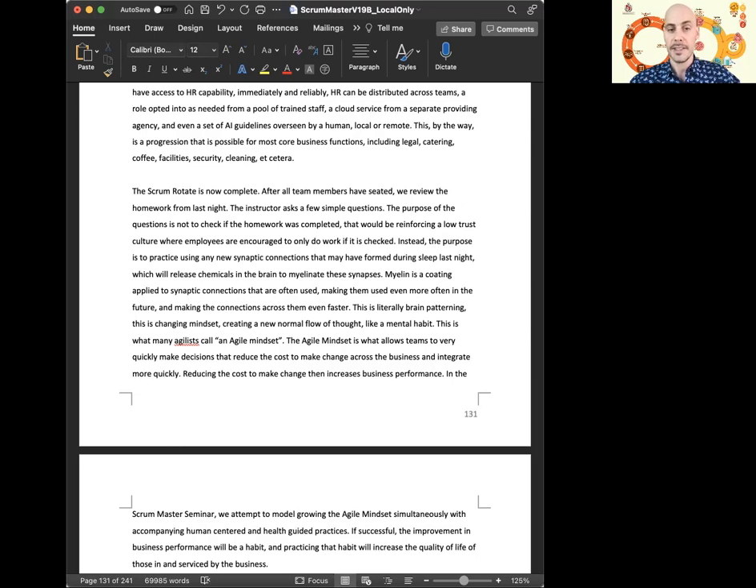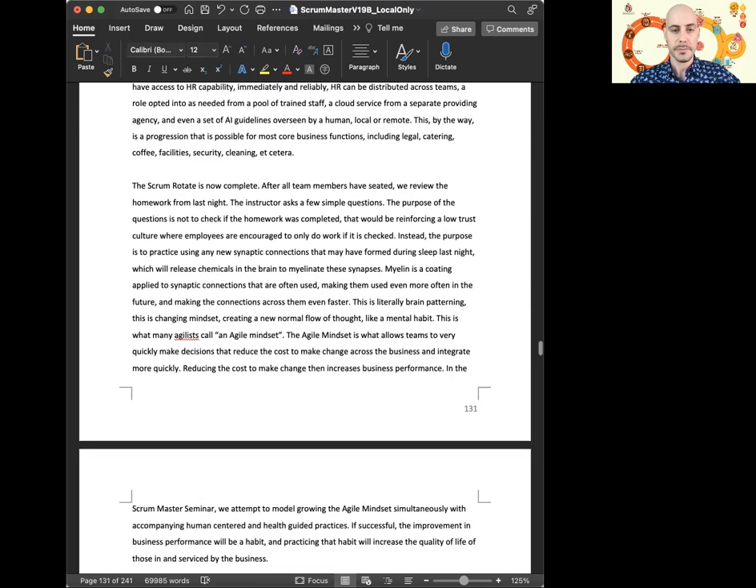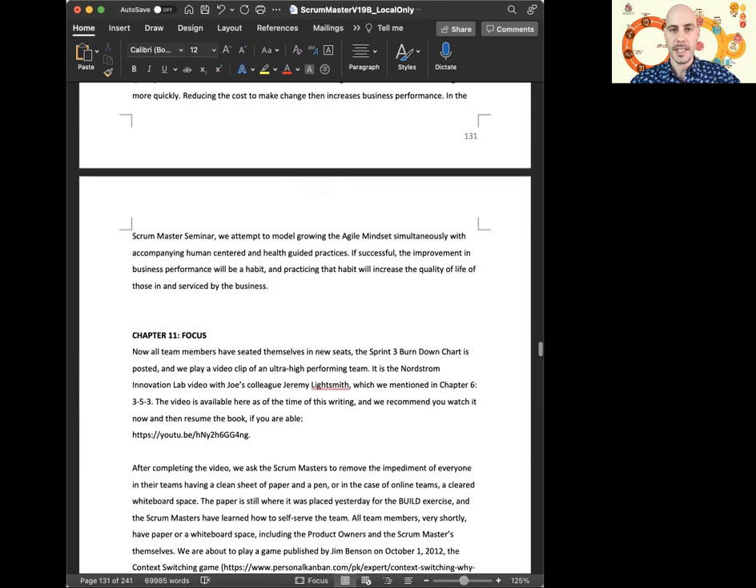This is changing mindset, creating a new normal flow of thought, like a mental habit. This is what many agilists call an agile mindset. The agile mindset is what allows teams to very quickly make decisions that reduce the cost to make change across the business and integrate more quickly. Reducing the cost to make change then increases business performance.